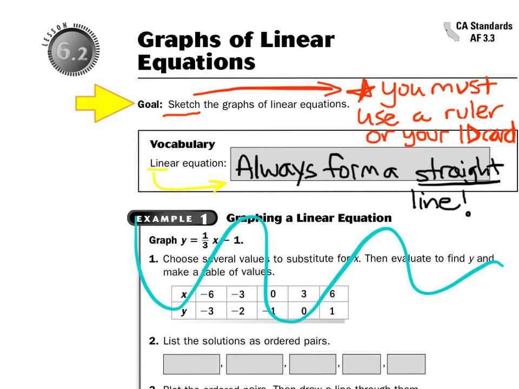Now here's the deal, you must use a ruler or your ID card or that little ruler bookmark thing I gave you for your planner. Okay, that you can use, but you have to use something straight because linear equations, just like it says right here, L-I-N-E, always form straight lines. So if you do it correctly, it'll be a perfectly straight line.